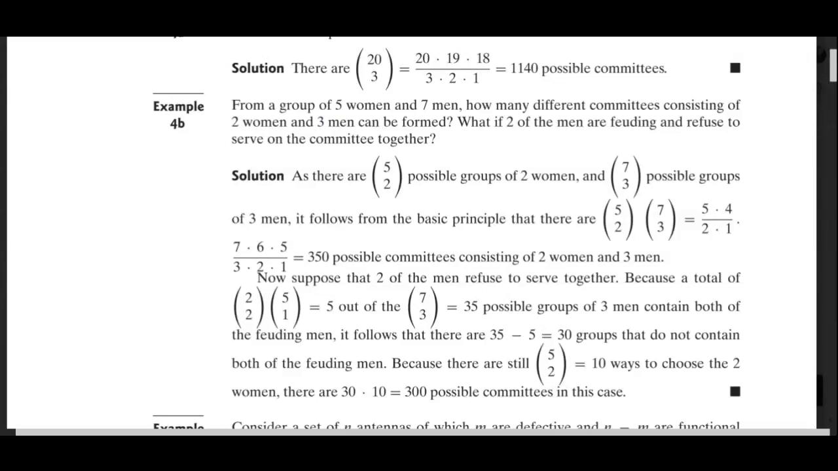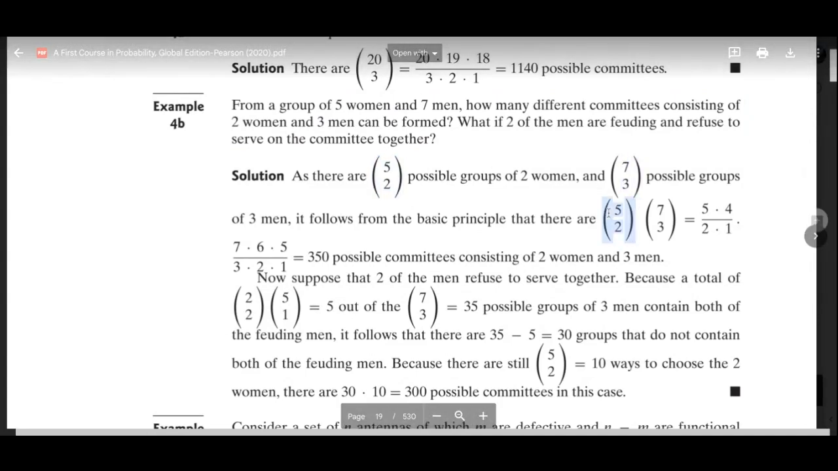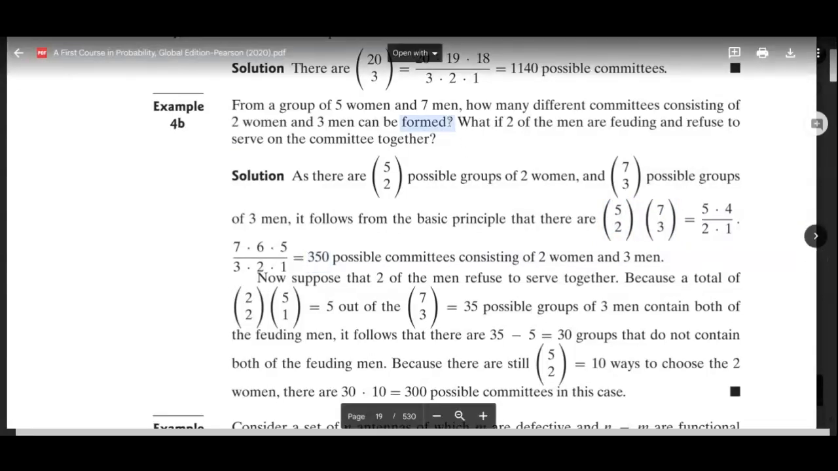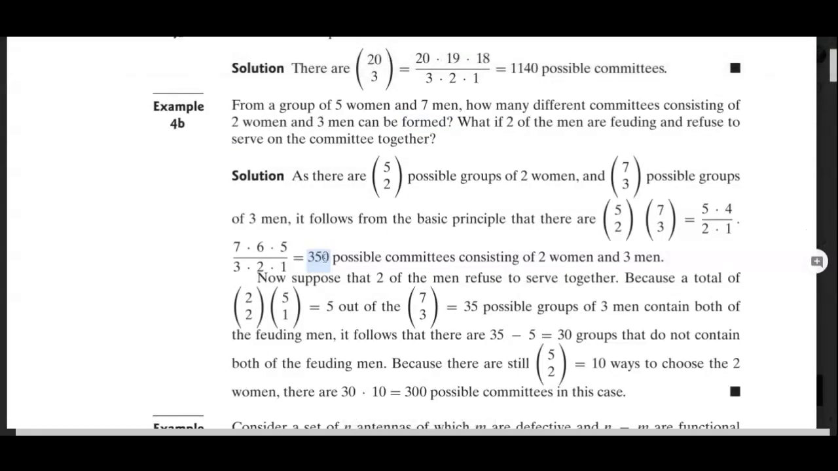Then what do we do? Then we multiply, counting principle, right? So out of 5, choose 2. Out of 7, choose 3. Then we multiply them. Then we calculate to get 350. So that's for the first question. So there are 350 possible committees consisting of 2 women and 3 men.